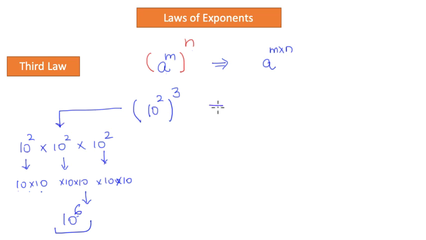And that is exactly what the third law is stating: when you have a number and you raise a power to that, the powers get multiplied. Without going through these steps, I could simply write that 10 to the power 2 gets multiplied with 3 and it becomes 6. So this is our third law of exponents: when you raise a power n to a number that already has some power to it, the powers get multiplied and the base remains the same.